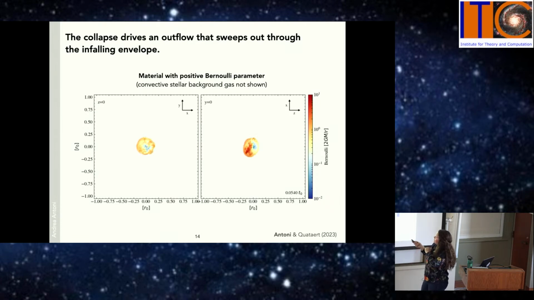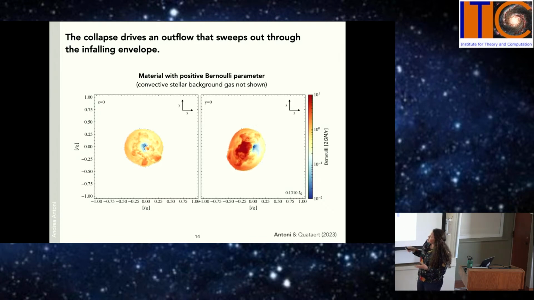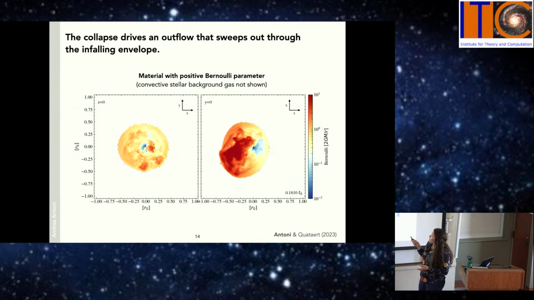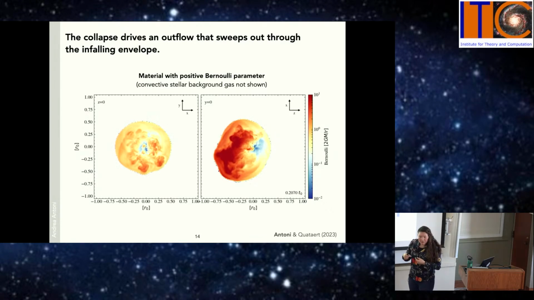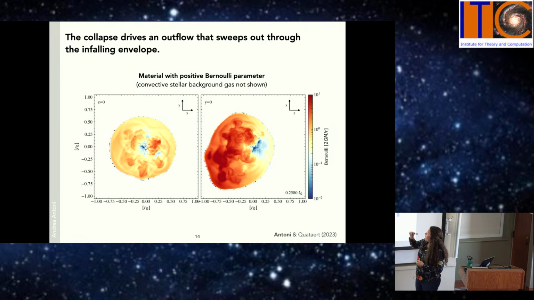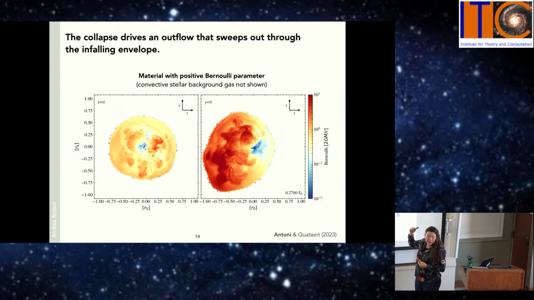And what you see is that once I start having material where the circularization radius is larger than my sink, I start generating this outflow. Critically, once the outflow starts, the infall of some material to small radii doesn't stop. So I'm able to continually keep feeding more mass and energy into this outflow as the envelope is collapsing.